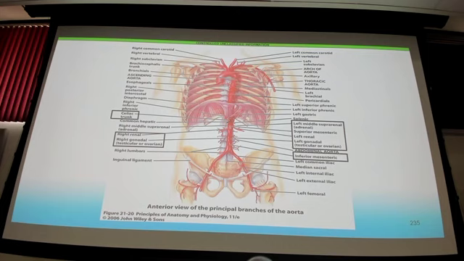And we'll get into what the celiac trunk means in a second. And then the next one we're going to see is the superior mesenteric. And then we have our right and left renal arteries. We have our right and left gonadal arteries. Some are paired, some aren't. And then the last one here is the inferior mesenteric.